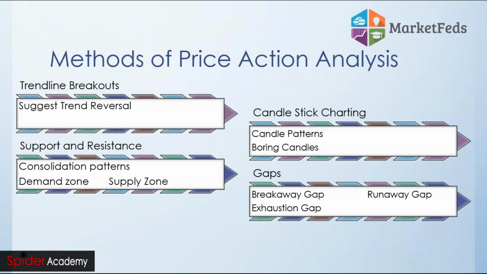Then the next method is support resistances. A zone is formed wherein people consider a stock expensive or cheaper. From these zones you get demand and supply zones, because of which consolidation patterns also form. We are going to study those, which is again a depiction of your price. Then tomorrow we will get into candlestick charting, where we'll do the candle patterns and the boring candles. And then we are going to study the types of gaps and how to trade those gaps, right?